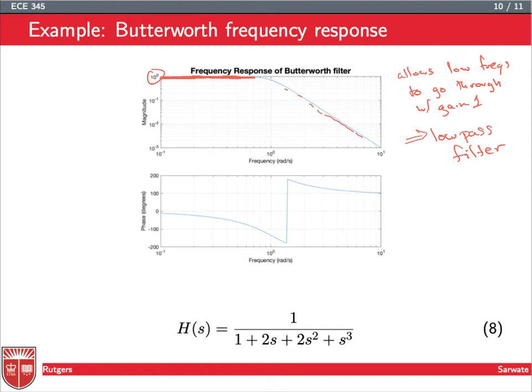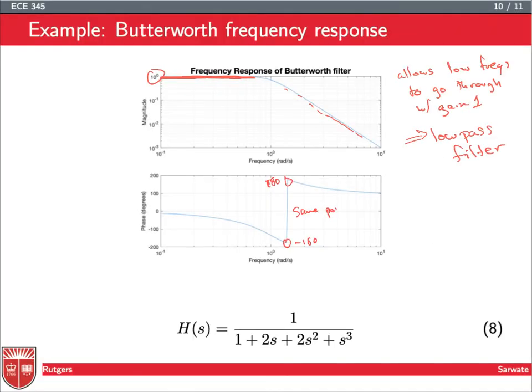The phase behaves a little bit oddly. It decreases and then jumps back up and then increases, but this discontinuity is not really a discontinuity. If you look at this, it's at about minus 180 degrees, and this is at 180 degrees. So these two are actually the same point, right? Because plus 180 is the same as minus 180. So this jump discontinuity in the phase response is just an artifact of how we're plotting things.